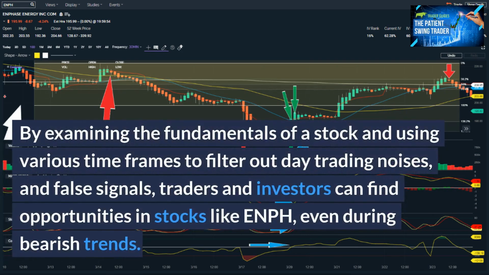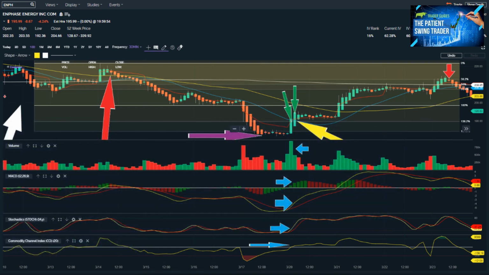By examining the fundamentals of a stock and using various time frames to filter out day trading noises and false signals, traders and investors can find opportunities in stocks like ENPH, even during bearish trends.